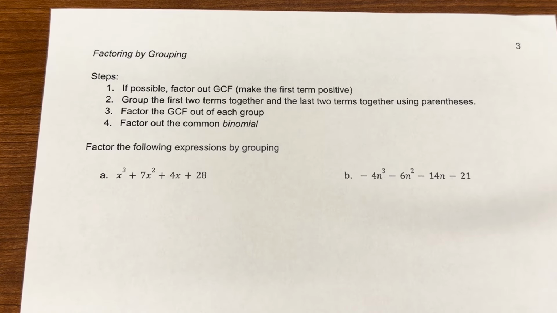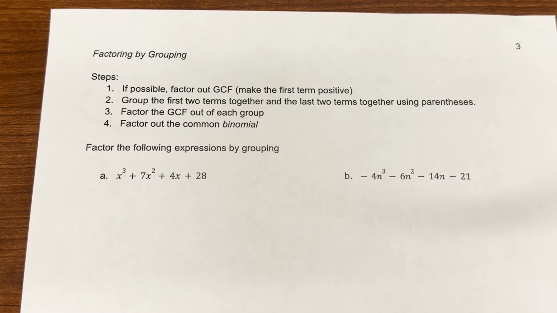All right, up next, let's talk about factoring by grouping. So our steps for factoring by grouping: first, factor out a GCF, make that first term positive. So we always want to deal with positive first terms. After we do that, we'll group the first two terms together and the last two terms together using parentheses. Factor the GCF out of each of those groups, and again, we'll want to make the first term in each group positive. And then factor out a common binomial.